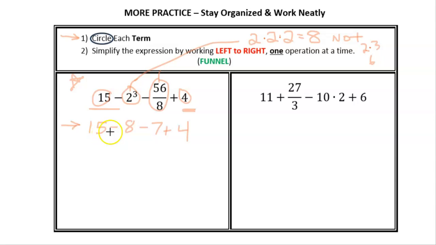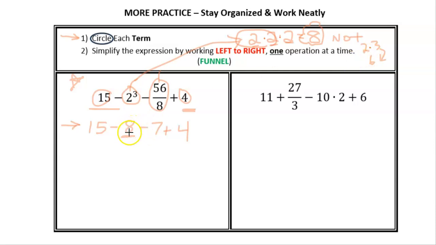So you should have had 15 minus 8 minus 7 plus 4. If you did not have an 8 here and you had a 6, you're struggling with that exponent rule. The exponent rule says this is 2 multiplied to itself 3 times. 2 times 2 is 4, and 4 times 2 is 8. If you didn't get 8 and you got 6, you multiplied 2 times 3 to get your 6. You did 2 plus 2 plus 2 instead of 2 times 2 times 2.